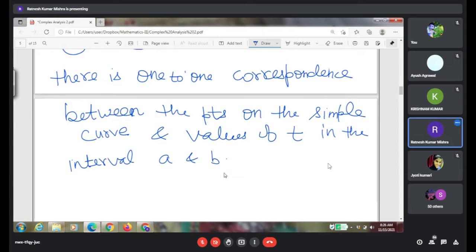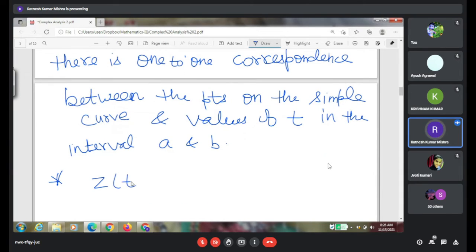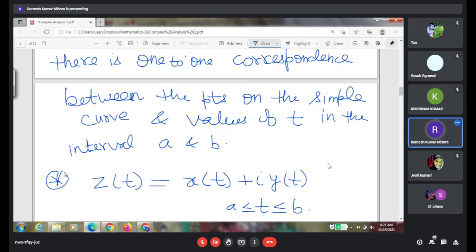So okay, next point is, suppose z(t) is x(t) plus i y(t), and t varies from A to B. So z(t) is continuous in the interval A and B. What is the meaning of this? Therefore, we can say that x(t) as well as y(t) both are continuous in the same interval, A to B. Suppose z is differentiable. Then also we can say that both x and y are differentiable in the same interval. So there is one term that is called smooth.